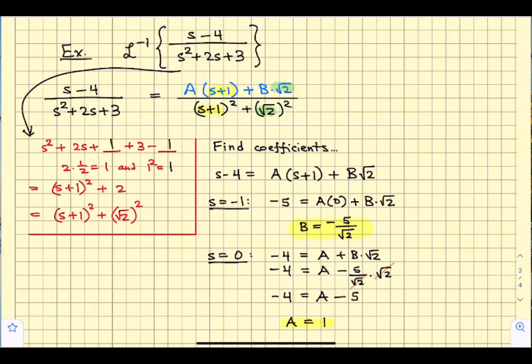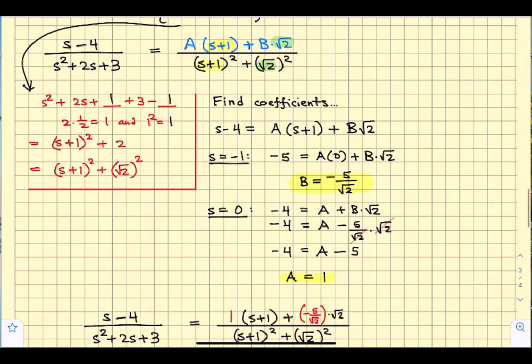And now what the theory says is if you have an irreducible quadratic in your denominator, then you should have a general linear function in the numerator. And we'll do that, but we'll do it in a table-friendly way where our shifts match and our little b's match. And so we have an a times s plus 1 plus a b times the square root of 2.